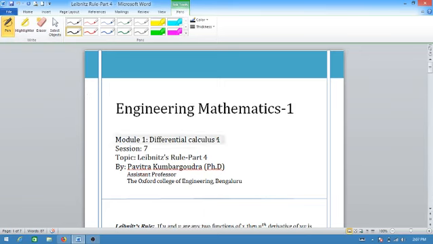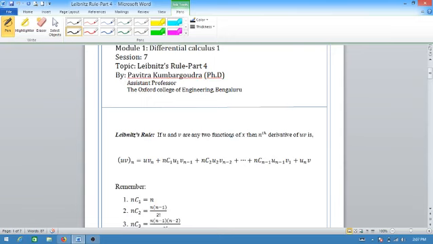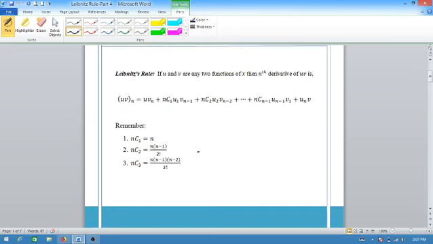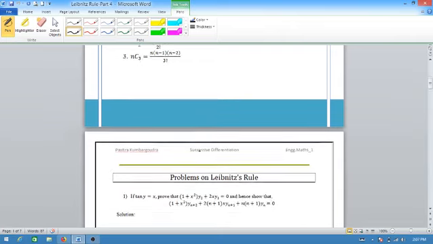So in the last session, I told you about the Leibniz Rule. The Leibniz Rule is for finding the nth derivative of the product of two functions. This is the formula for the Leibniz Rule and some basic formulas. We'll solve some more problems using the Leibniz Rule.